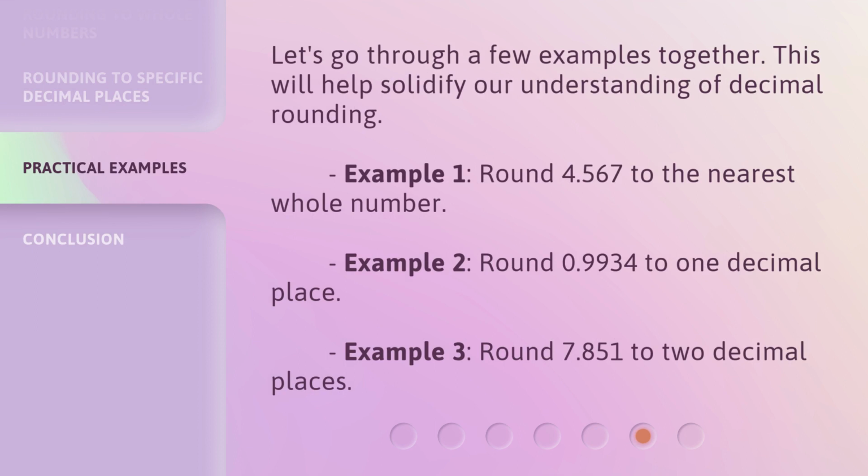Let's go through a few examples together. This will help solidify our understanding of decimal rounding. Example 1. Round 4.567 to the nearest whole number. Example 2. Round 0.9934 to 1 decimal place. Example 3. Round 7.851 to 2 decimal places.